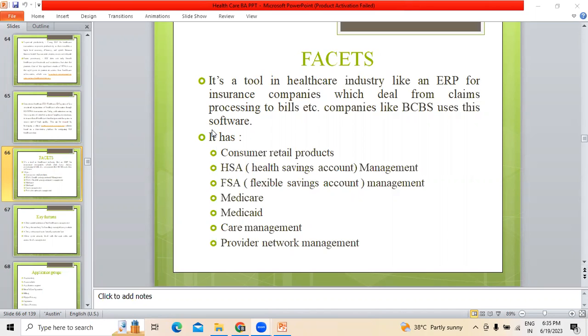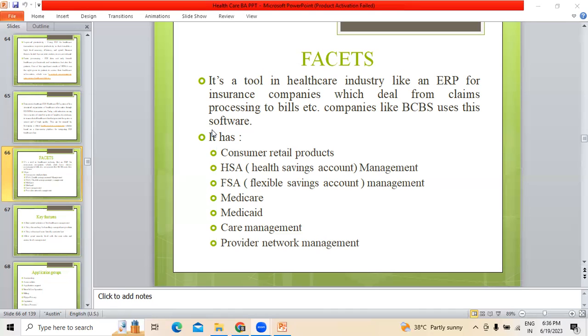In today's session, I'm going to explain the facets part, especially in context to claim processing in healthcare. Generally we have two major applications, which we normally use. The first is called facets and the second is called QNext. But of course, the major usage will be on the facets application.